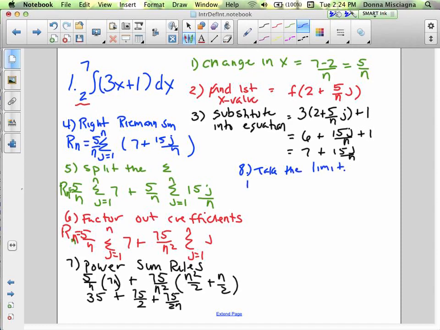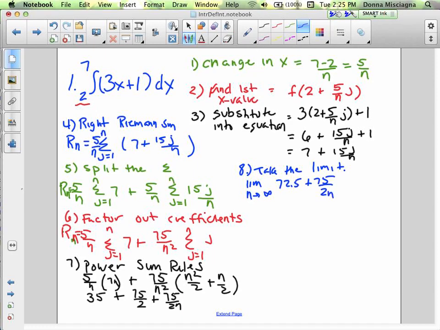Right, so it'd be the limit as n goes to infinity of 35, let's combine those. So 75 halves is 37.5, I think, right? Yeah. So that would be 72.5. So we have 72.5 plus 75 over 2n.